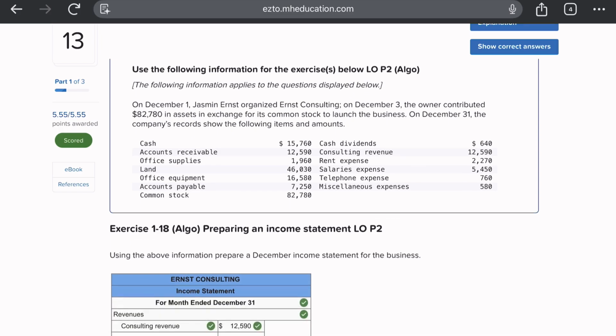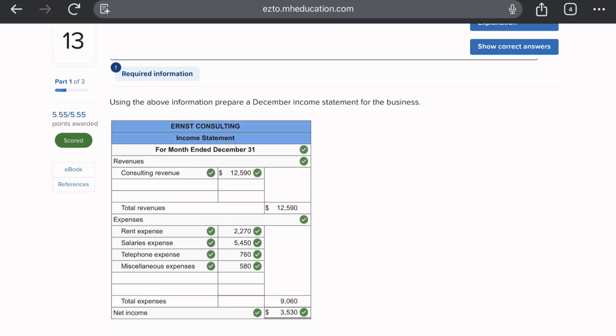Something also important: an income statement is for a period of time. So for this month, the month of December, we made $12,000 in consulting revenue. Then we went down to our expenses and I listed anything that wasn't an expenditure of money that was going to be invested into something else. That's how I got the rent expense, salaries, telephone, and miscellaneous. And then the net income was just the difference.